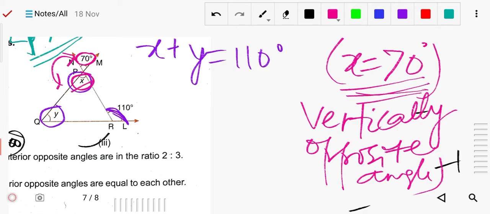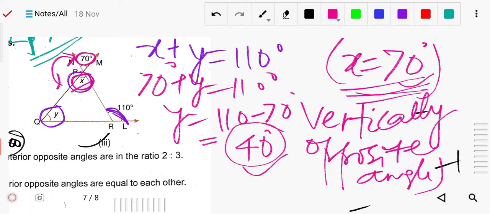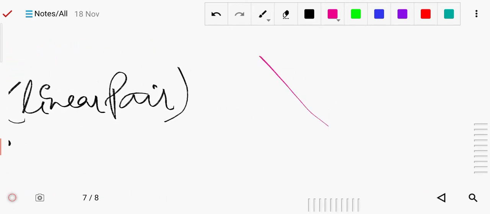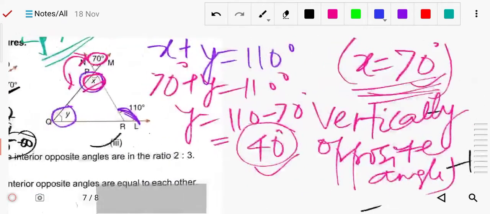Now this x is 70, so we can write 70 here, and y plus 70 equals 110 degree. So y equals 110 minus 70 degree, which equals 40 degree. Okay, so now we got the value of y as 40 and x is 70, because these two are vertically opposite angles. Already you have studied this in chapter 18. These two are vertically opposite angles, and these two are also vertically opposite angles, and they are equal. Okay, so this is the same concept we have used here.